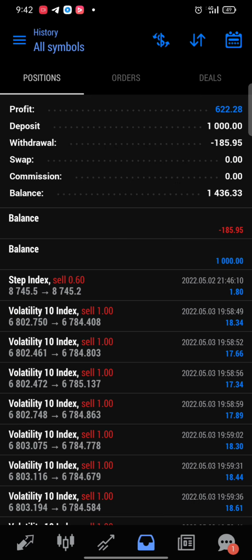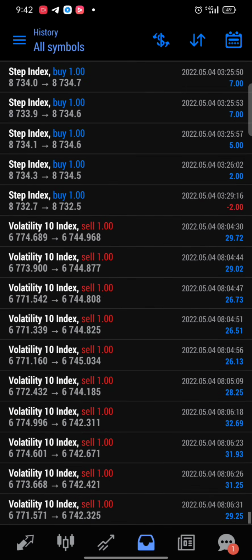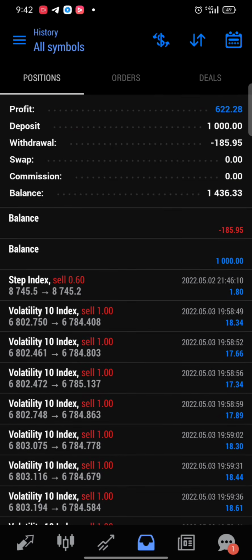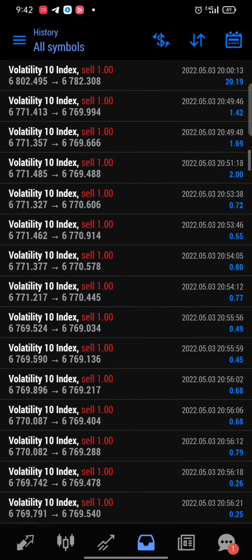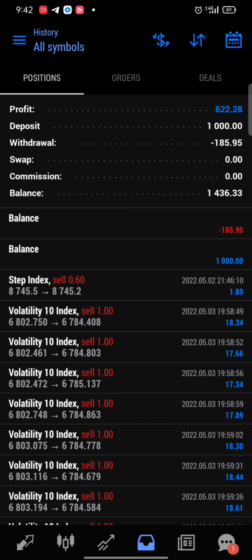You can see we are using this to make money. Look at it, we're making money with it. This is just yesterday and today, turning this $1000 to $1622, making a profit of $622. So by the end of the week, we should be targeting a 200% profit. That is making $2000 profit on this account.